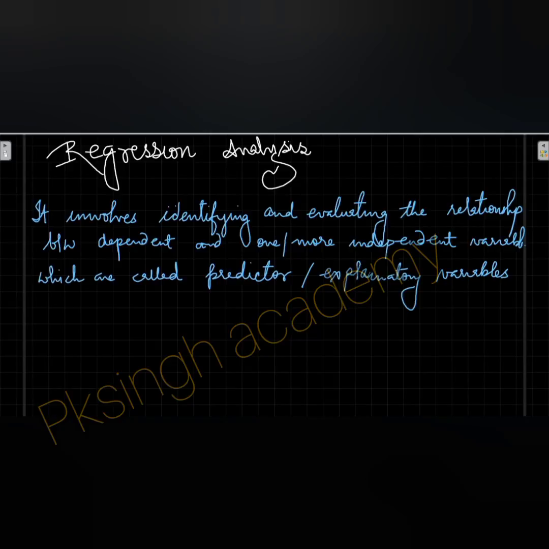Regression means it involves identifying and evaluating the relationship between dependent variables and one or more independent variables. Independent variables are also called predictor, or we can say explanatory variables. Clear? Now we'll see what is dependent variable and what is independent variable. Then you will be able to understand the regression definition.